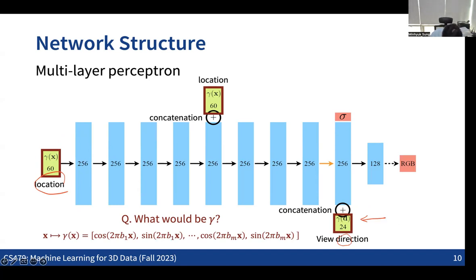So basically there are two things. The first thing is that the output dimension of the positional encoding is different. And the second thing is that the point at which we feed in the input is different. The location is fed from the very beginning of the neural network, while the view direction is fed at the very end. Can you see why we make this design? Any guess? Question 2.